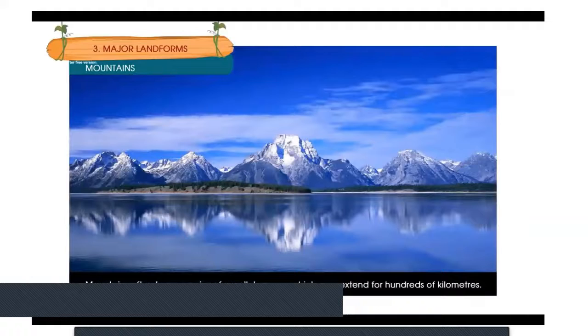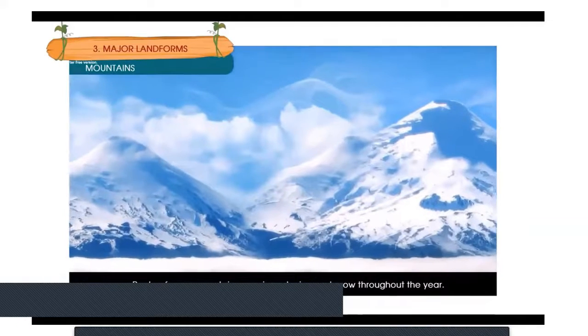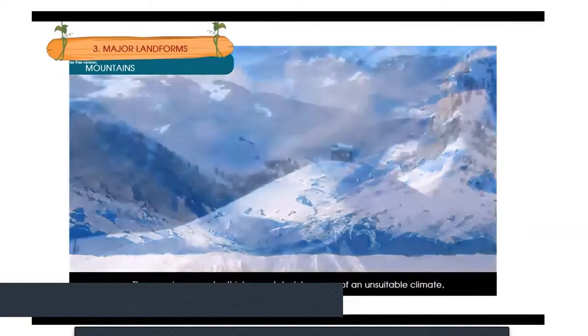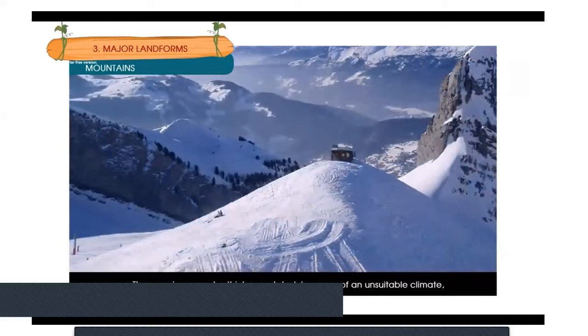Mountains often have a series of parallel ranges, which may extend for hundreds of kilometers. The climate in the mountains is cooler than that in the plains. Peaks of some mountains remain under ice and snow throughout the year. Crops cannot grow easily on mountain slopes because they have thin soil cover. These regions are also thinly populated because of an unsuitable climate, shortage of flat land, and lack of roads.